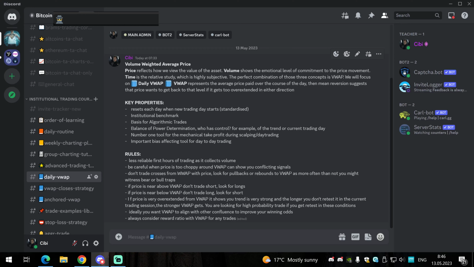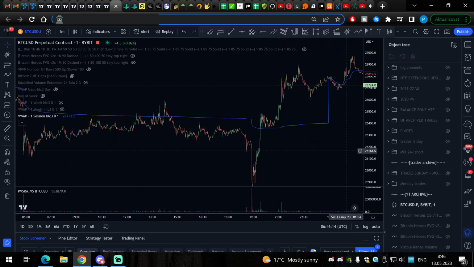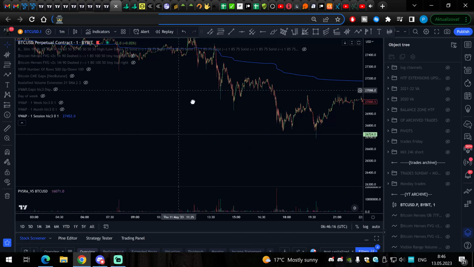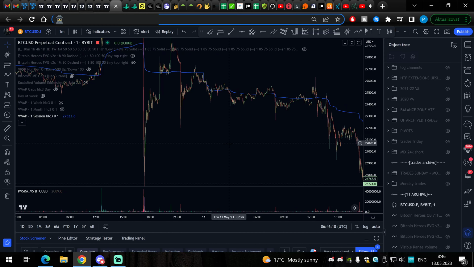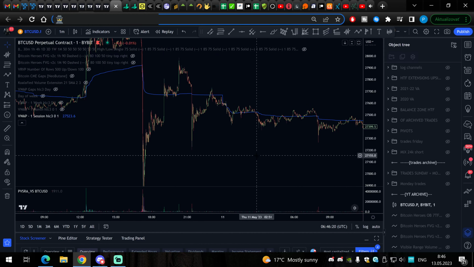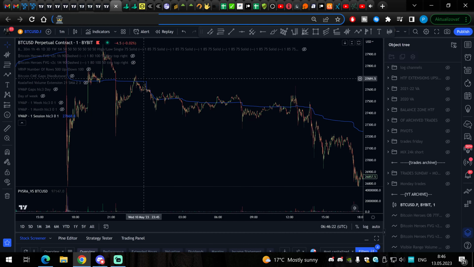So there is an important rule for you. Be careful when price is too choppy around the VWAP, as it can show you conflicting signals. So let me show you an example where I'm actually not paying much attention to the VWAP because price is spending too much time on it. So this was the day reset, and you see what is happening.